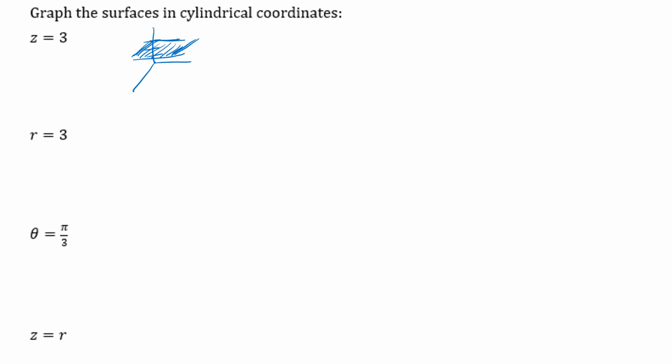Or in polar coordinates, cylindrical coordinates, when you're up here at z equals 3, your r can be all different values, and your theta can be all different values, but you still end up with this plane that's parallel to the xy plane. So that's the same graph as if that equation were given in rectangular coordinates. It only involves z, and z is the same in rectangular coordinates.